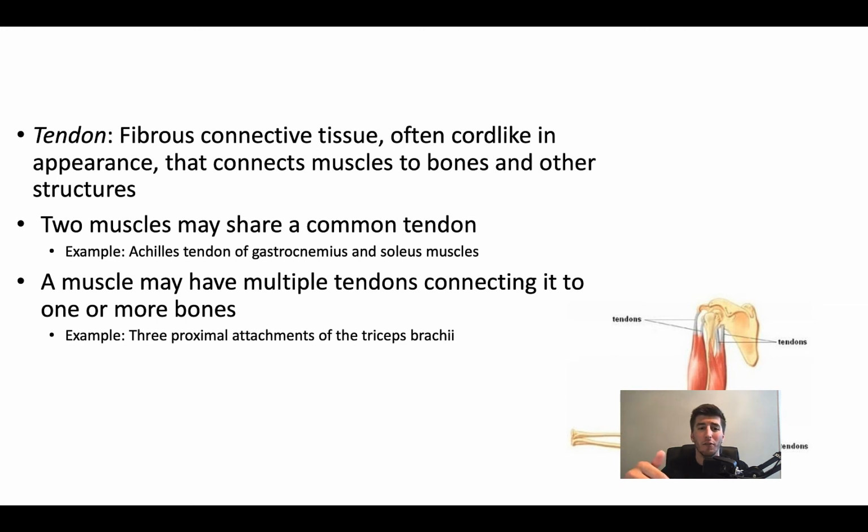And you can also have a muscle that has multiple tendons attaching to multiple points on one or multiple bones. Does that make sense? So it does not just have to be one tendon per one muscle or per one bone. You can have multiple muscles coming into one tendon. You can also have multiple tendons coming out of one muscle and going to multiple bones.